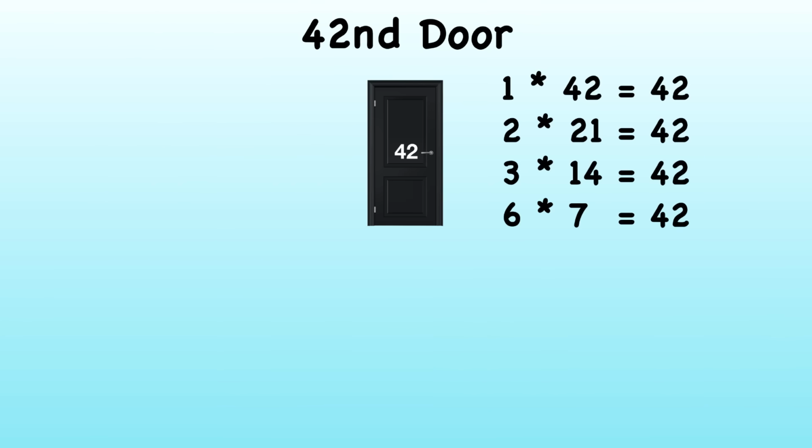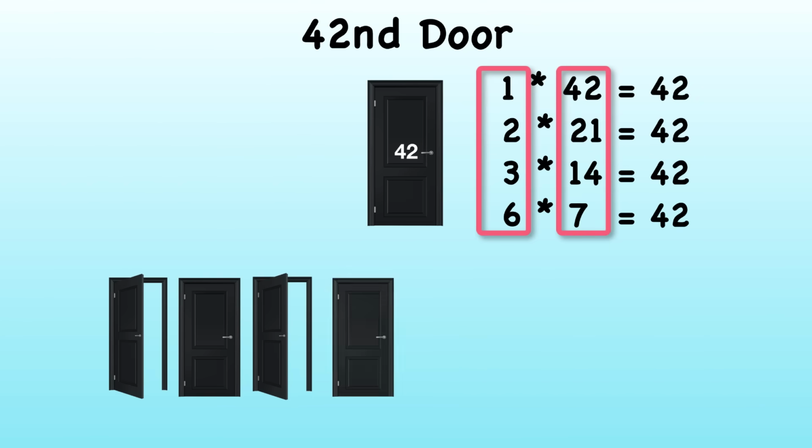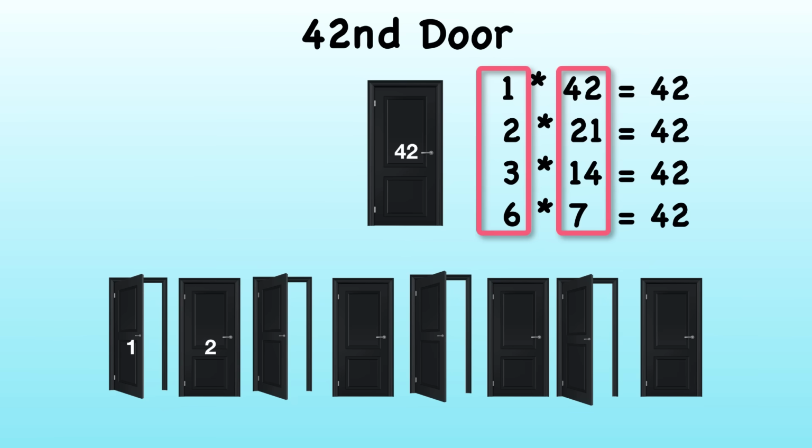So let's consider one more example. Say door 42. The person will visit it for every divisor it has. So 42 has 1 and 42, 2 and 21, 3 and 14, 6 and 7. So on pass 1, the person will open the door. On pass 2, he will close it. Pass 3, he will open it. Pass 6, he will close it. Pass 7, he will open it. Pass 14, he will close it. Pass 21, he will open it, and pass 42, he will close it. So for every pair of divisors, the door will just end up back in the initial state.